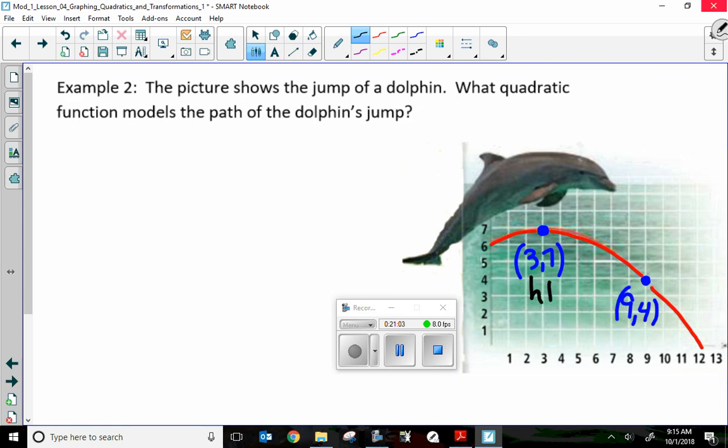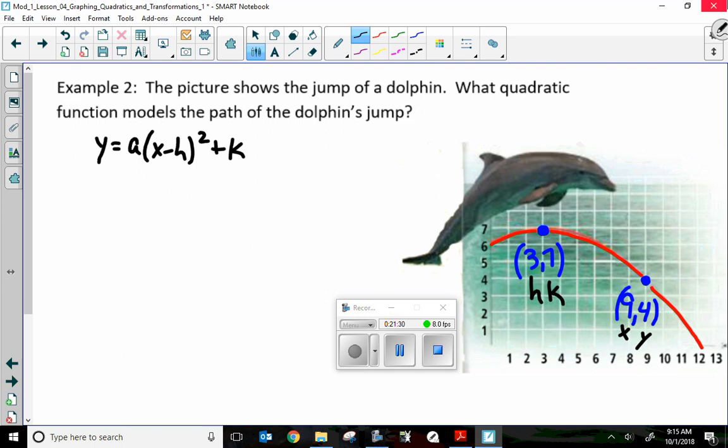Here's your H and K. Here's your X and Y. Our equation is Y equals A times X minus H squared plus K. You will see that I write it every time. I do not need to write it every time, but it's a way for me to organize my thoughts and see my thought process. And it's easier if I make a mistake to see where I made a mistake if I'm writing down my steps.